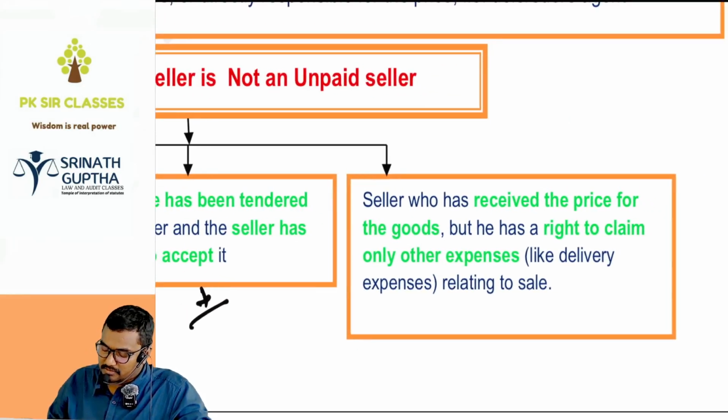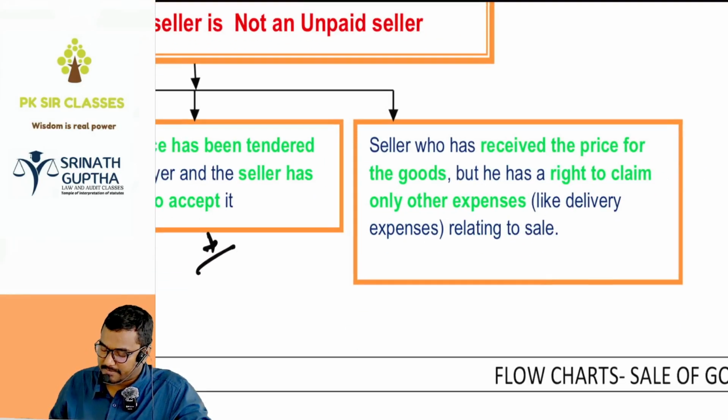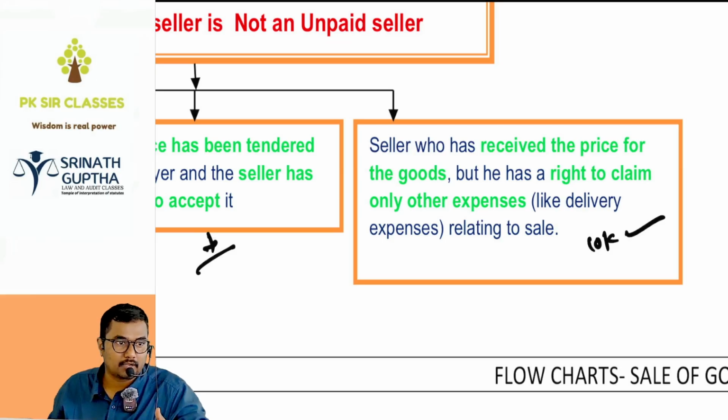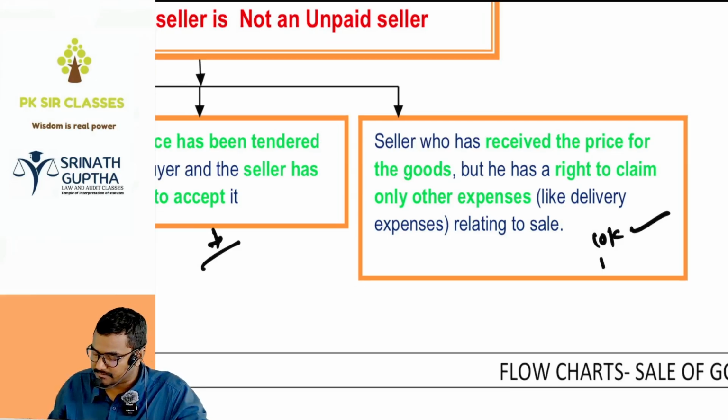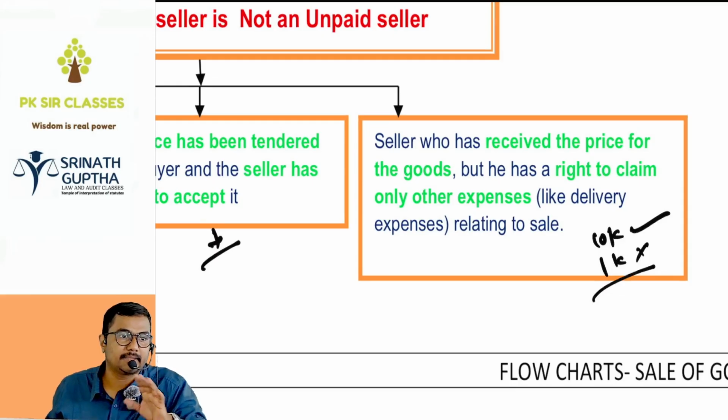A seller who has received the price of the goods but not the other expenses is also not said to be an unpaid seller. For example, the price of the goods is 10,000 and it is paid, but loading, unloading and transportation charges of 1,000 are not paid. The seller is not said to be an unpaid seller.